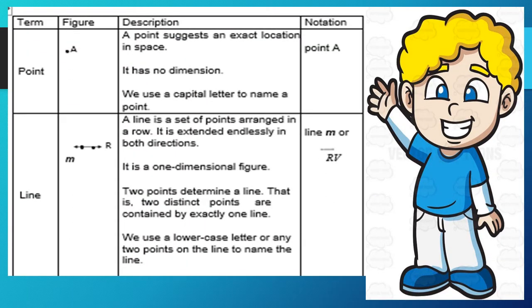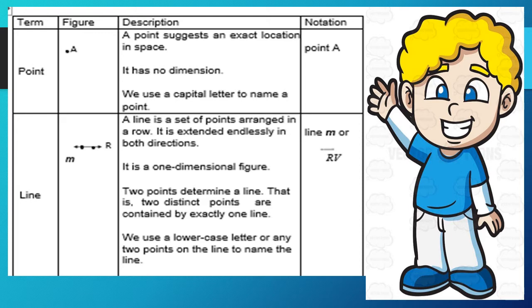First, we have point. How can we describe a point? A point suggests an exact location in space. A point has no dimension. We use a capital letter to name a point.